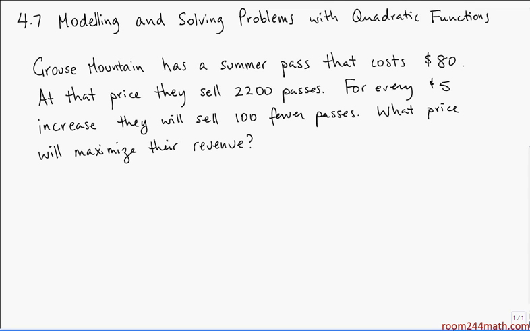Well, let me just comment on this for a little bit. First off, the statement for every $5 increase, they will sell 100 fewer passes implies that the demand for the passes is linear. So if you increase by an additional 5, you will sell 100 fewer. So every $5 increase, you drop by 100. And conversely, if you drop the price by $5, you would increase the sales by 100.